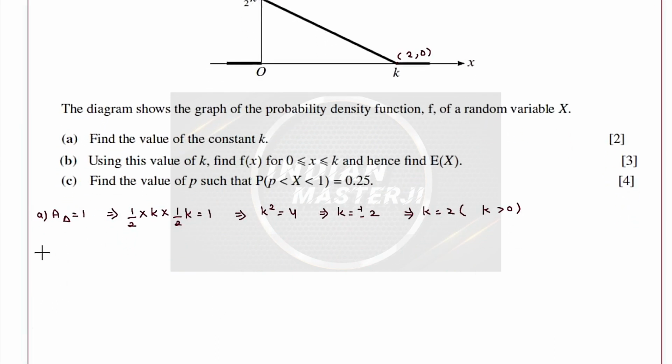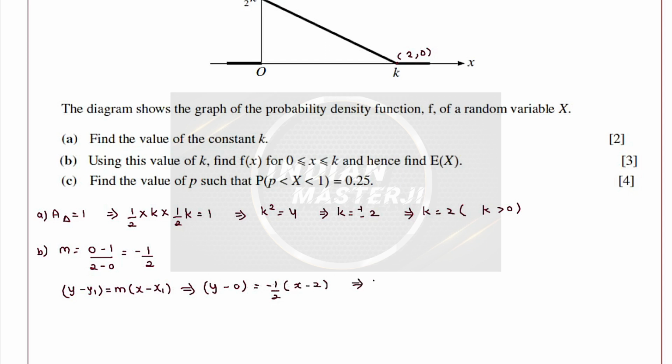So let's find out the gradient of this particular line. So gradient will be equal to what? It will be equal to (0 minus 1) upon (2 minus 0), which will be equal to minus 1 by 2. And the equation of this particular line will be equal to what? y minus y1 is equal to m times (x minus x1) in this particular form. So what do I get here? I get y minus 0, suppose y1 I take as 0, equal to m, which is minus half, into (x minus x1). x1 is what? 2. So what do I get from here? I get y is equal to minus half of x plus 1.